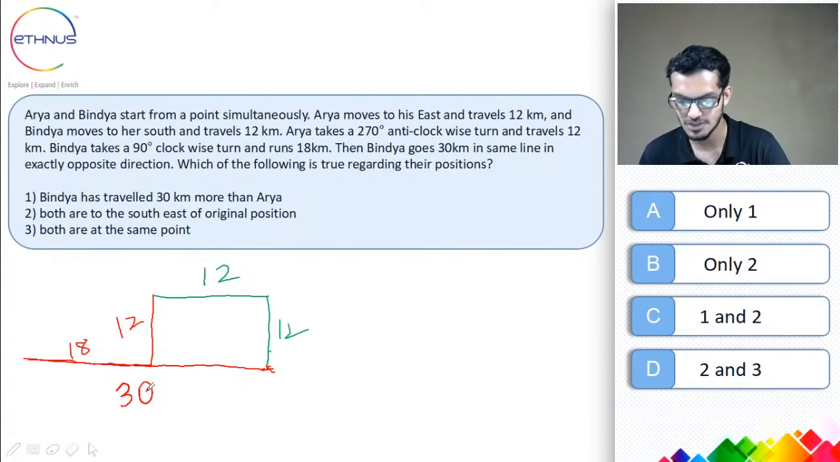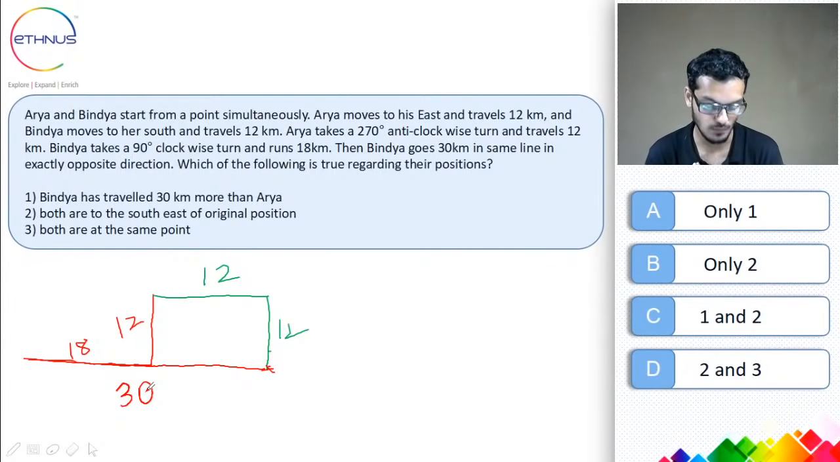No, definitely it's not true, because Bindya has traveled, if you see the sum of the distance, Arya has traveled 12 plus 12, which is 24, but Bindya has traveled 30 plus, again it's 18 plus 12, which is 30, that's 60. So it's more than that. So it's not 30 kilometers, it is more than that. So definitely that is not true.